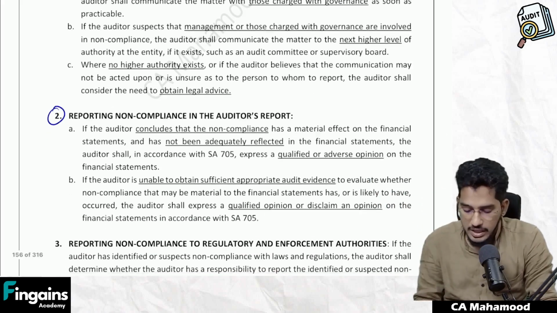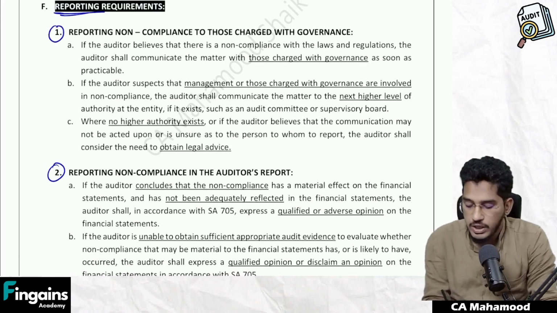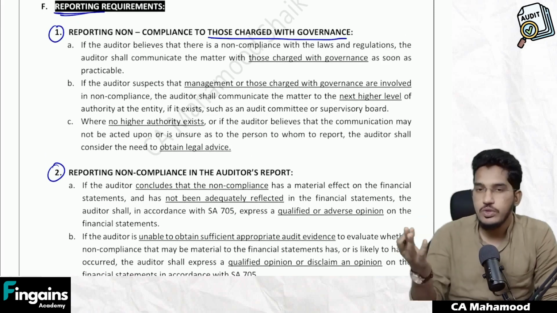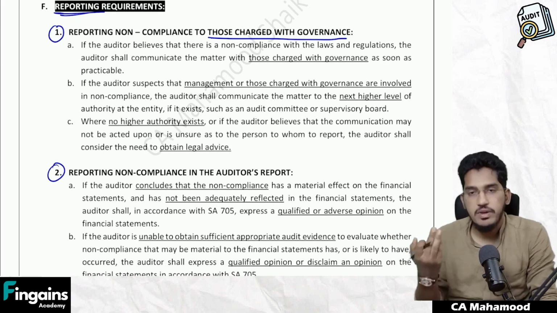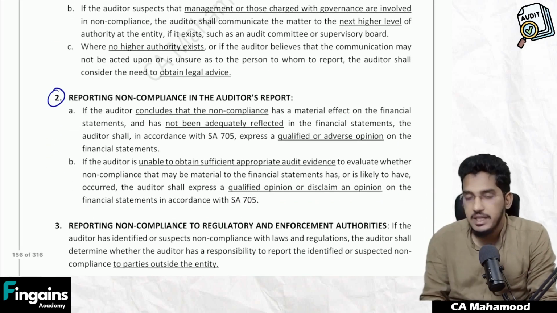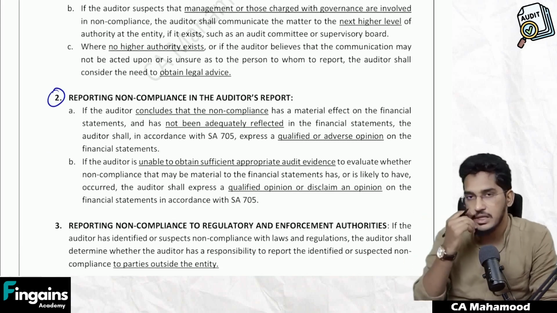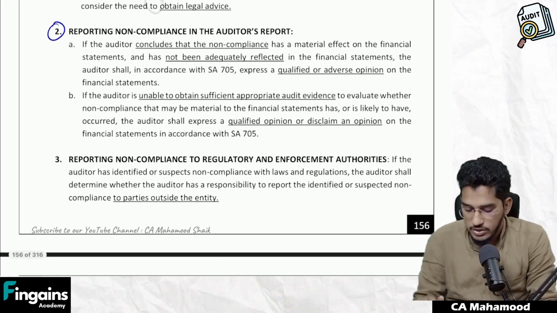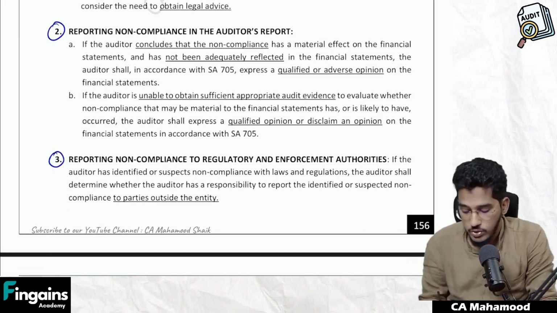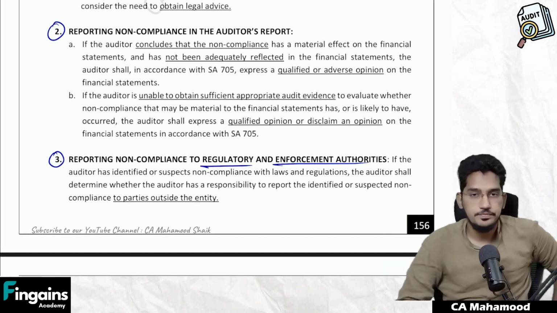But apart from that, there are even a few more reporting requirements. What are they? First, if you find any non-compliance, you need to communicate with those charged with governance. Before you consider modifying the opinion, first we have to go and communicate with those charged with governance. After that, if necessary, we need to mention that non-compliance in our audit report also by way of modifying the opinion in some circumstances. In addition to that, in some cases, you might be required to report non-compliances to relevant regulatory and enforcement authorities also.